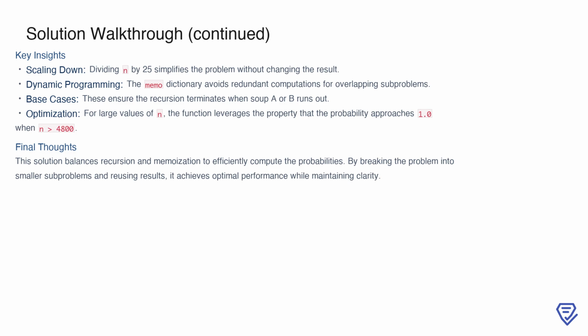Third, the base cases ensure that the recursion terminates appropriately based on the rules of the problem, such as when one or both soups run out. Finally, the solution leverages a key property for large values of n. When n exceeds 4800, the probability of soup A finishing first or both soups finishing simultaneously approaches 1.0. By combining recursion, memoization, and intelligent optimizations, this approach efficiently computes the desired probabilities while maintaining clarity and scalability, making it well-suited for both small and large values of n.